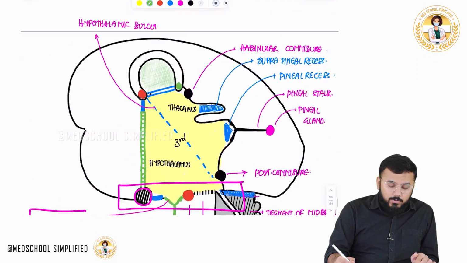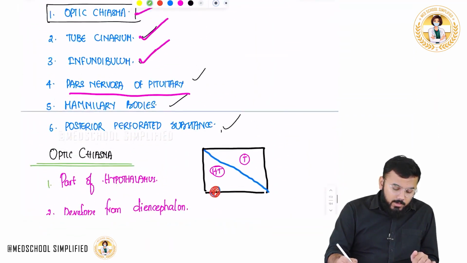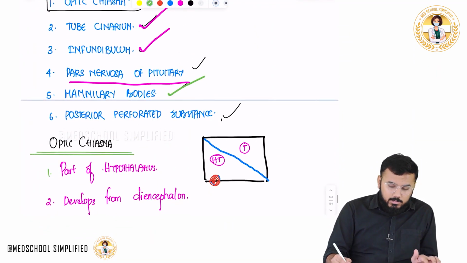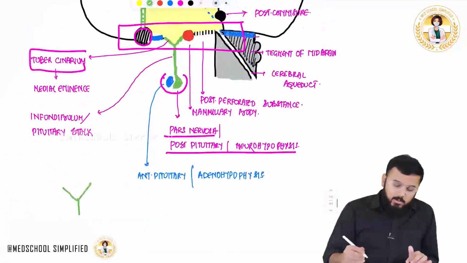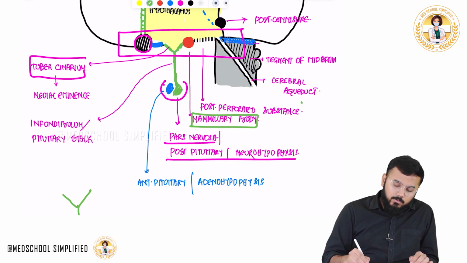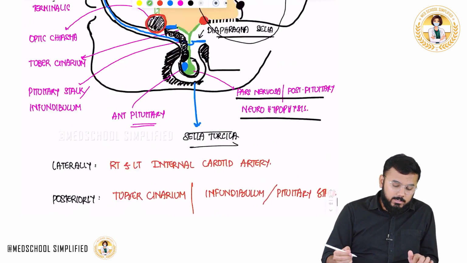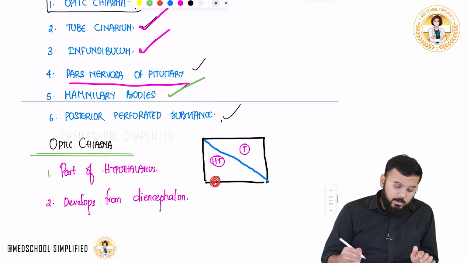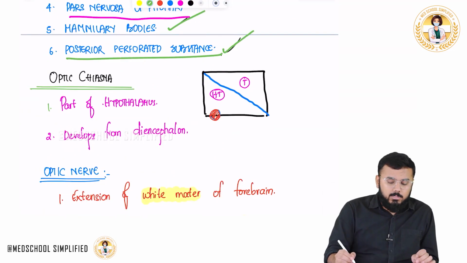Now behind that, what do we have? We have the mammillary body. See here, we have the mammillary body over here. Behind the mammillary body, we have the posterior perforated substance. Let us see where that is. Yes, this is the posterior perforated substance.